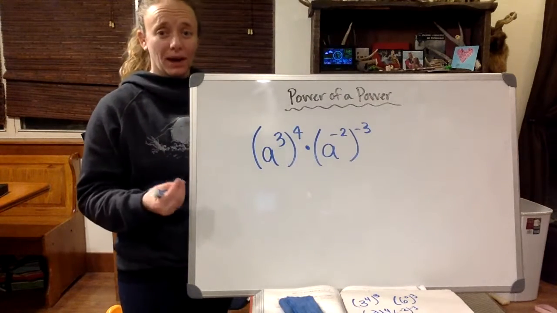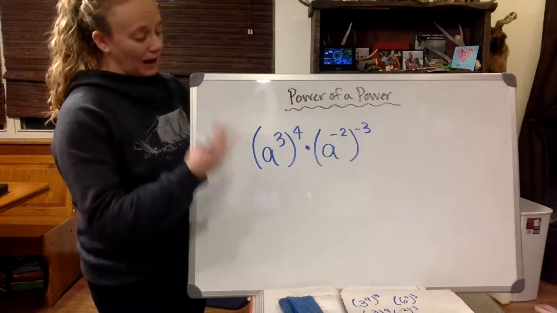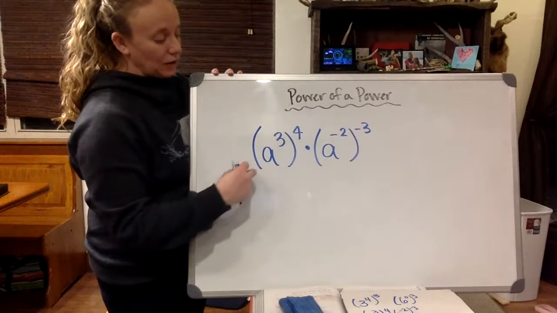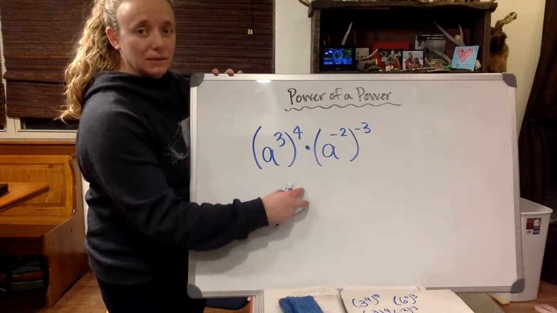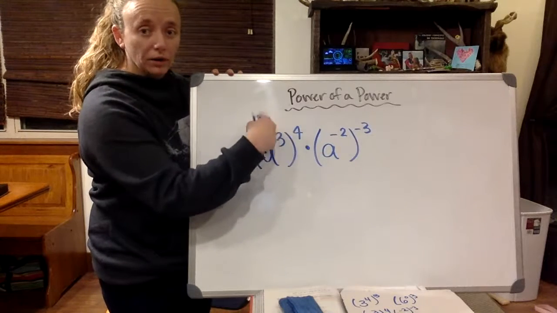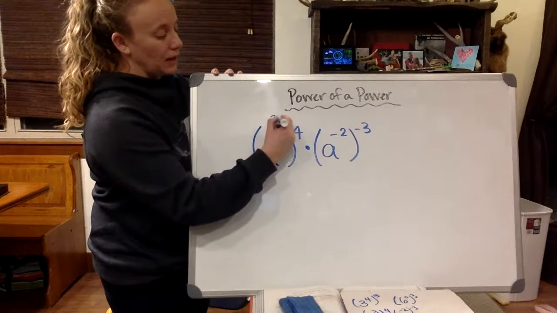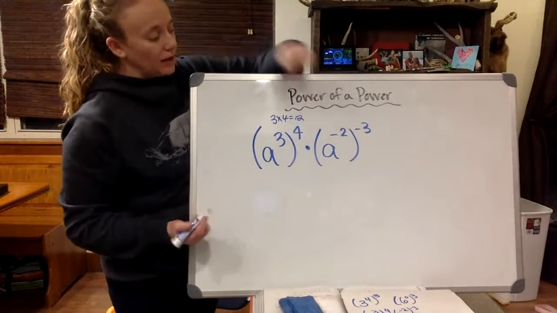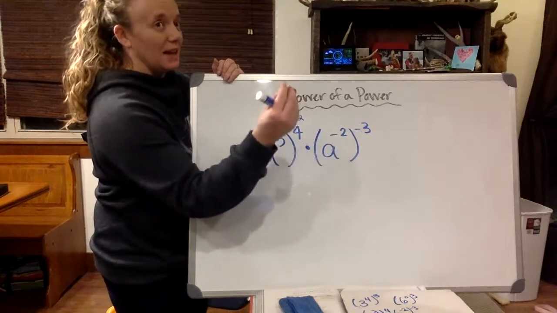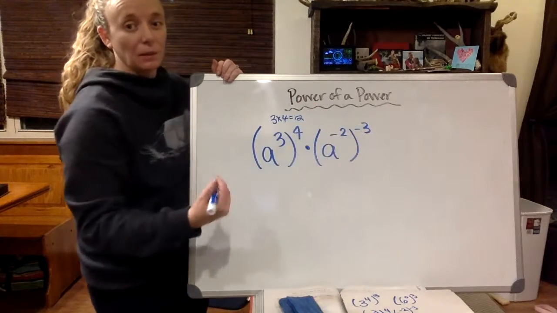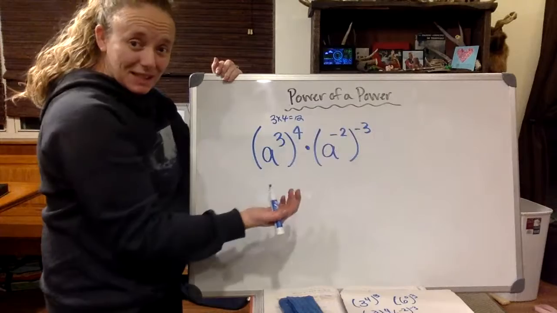Because this property is so great, I now understand that if I were to expand this out, this is a to the 3rd times a to the 3rd times a to the 3rd times a to the 3rd, so 3 plus 3 plus 3 plus 3 equals 12. So I could say 3 times 4 equals 12. And this one over here, this is a to the negative 2nd power times a to the negative 2nd power times a to the negative 2nd power, but it's raised to the negative 3rd power.